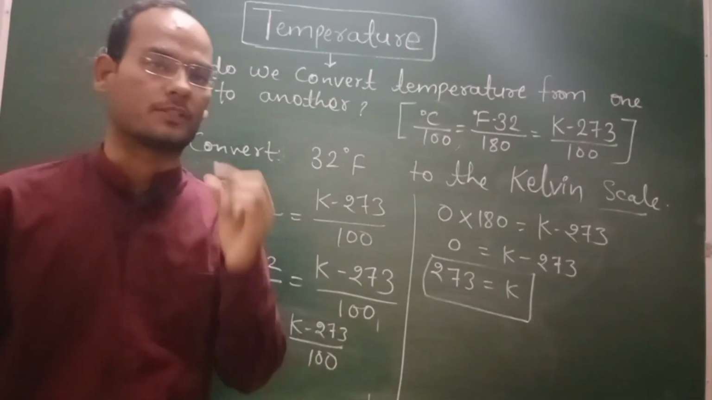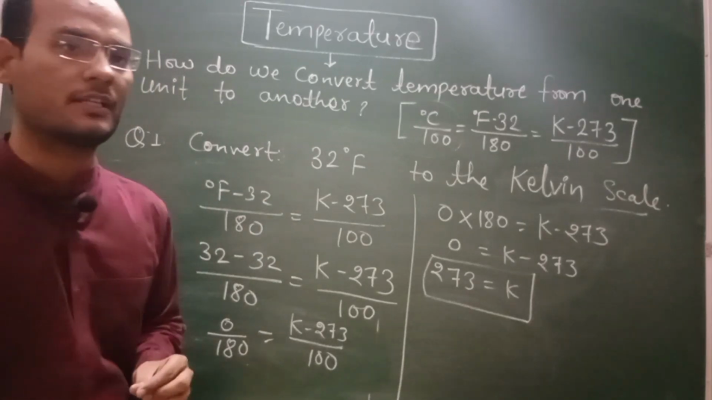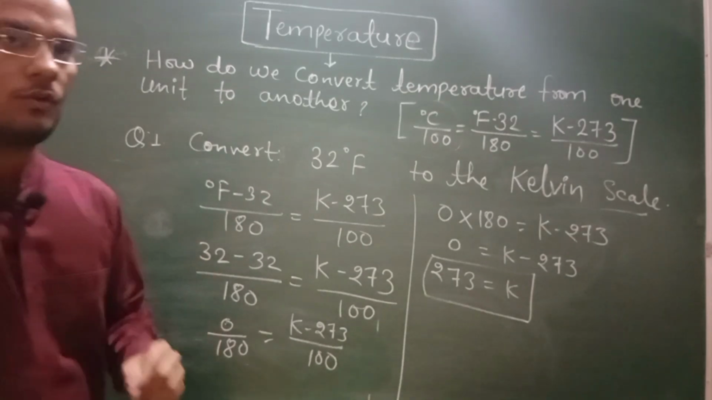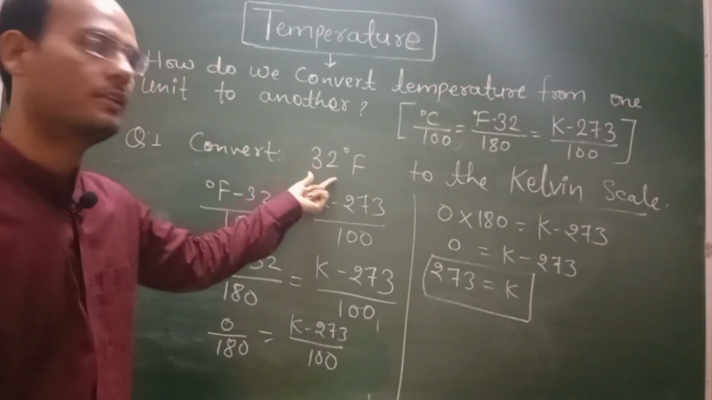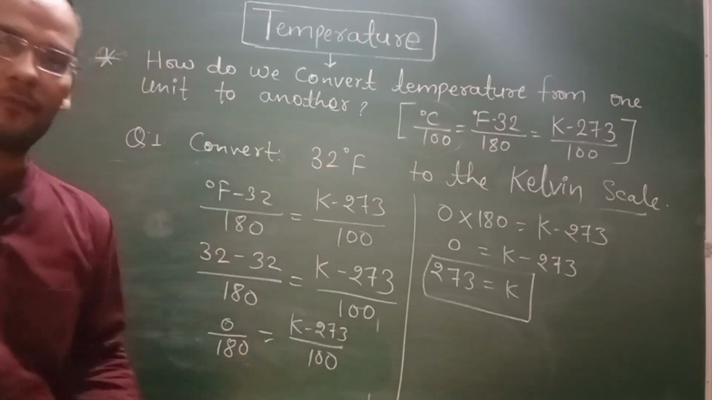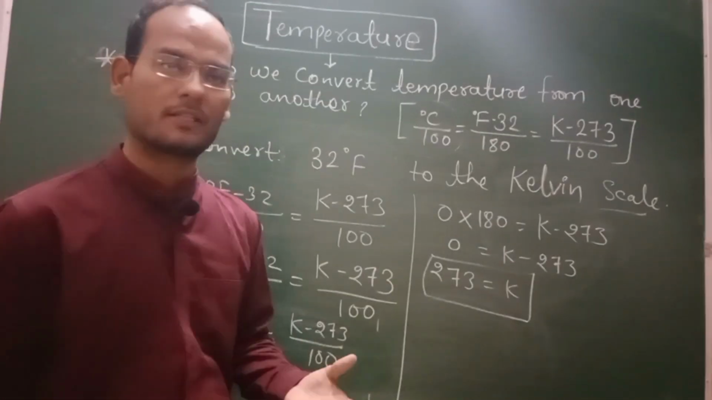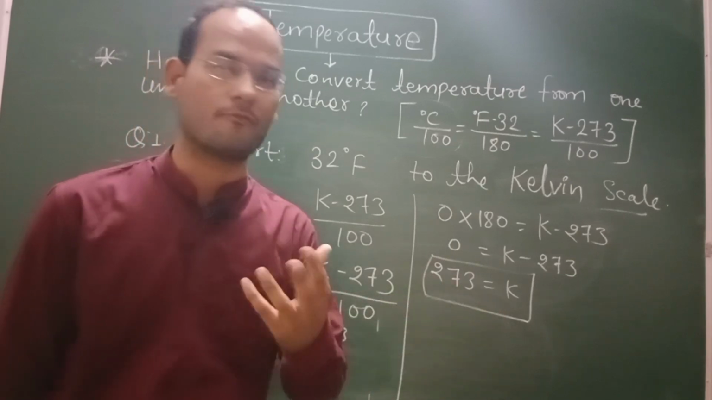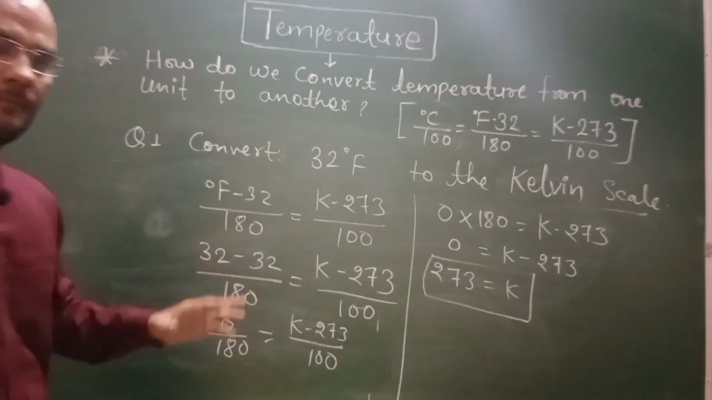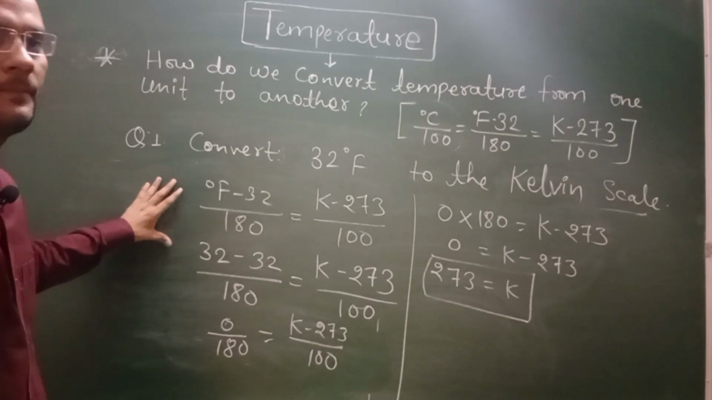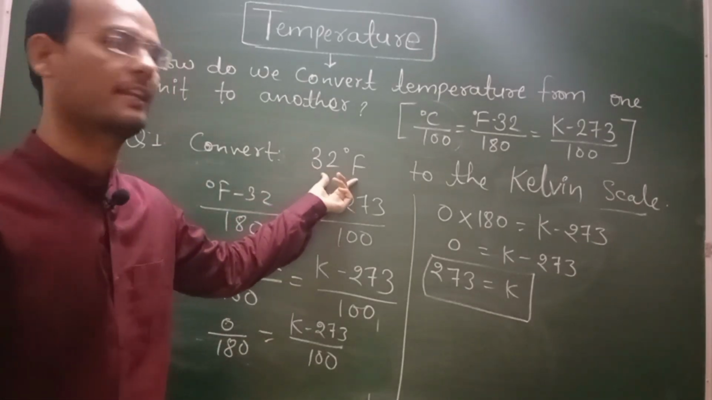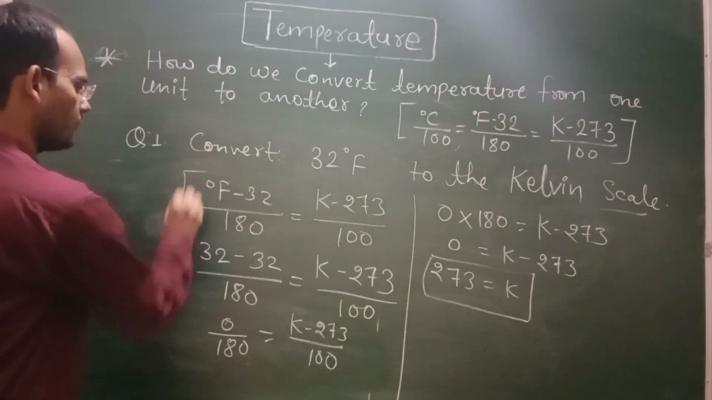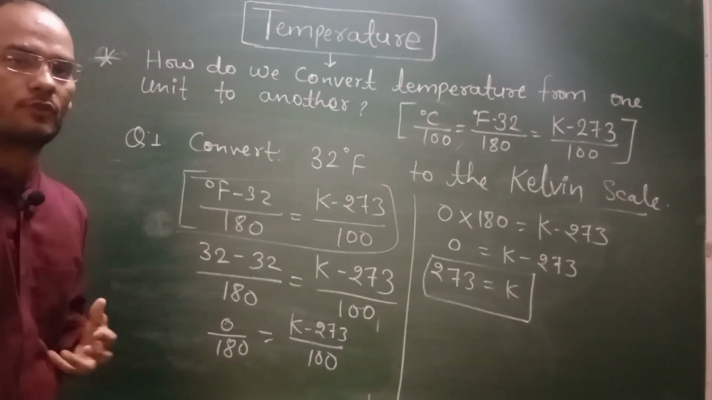If we use the degree Fahrenheit thermometer, this 273 Kelvin will show what in Fahrenheit? 32, and the Kelvin scale thermometer shows 273, this one temperature, 273 value reading. Clear? So by this way we can change degree Fahrenheit to the Kelvin scale, and we can use this one formula. Next type of question we will see.